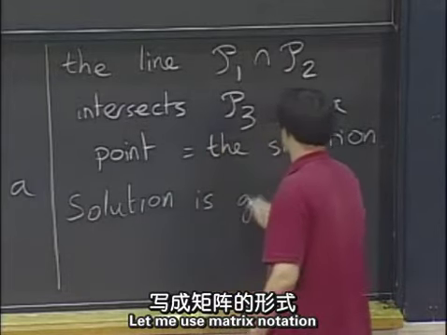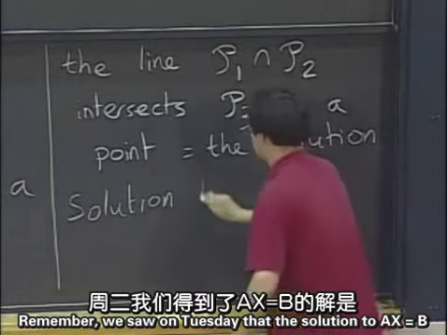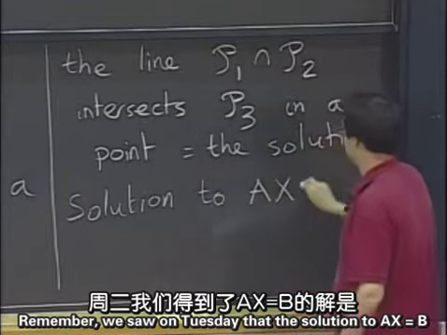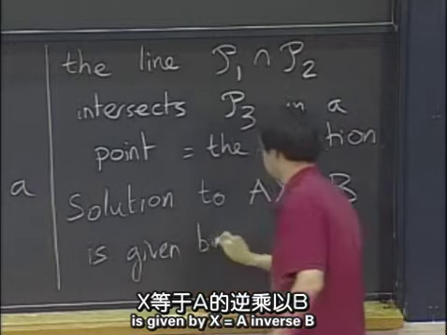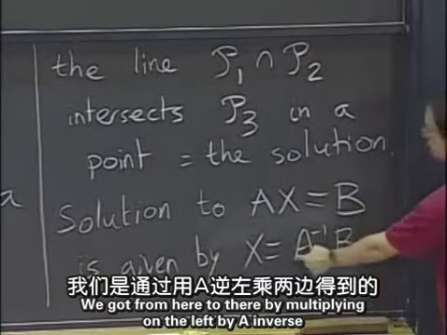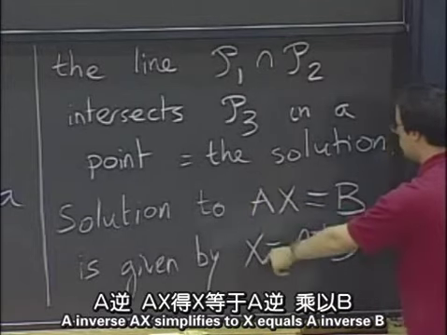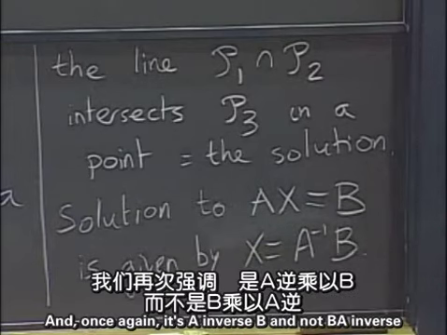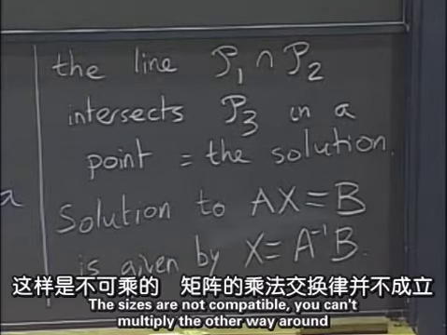The solution is given, sorry, so let me use matrix notation. Remember, we saw on Tuesday that the solution to AX equals B is given by X equals A inverse B. Okay, and we get from here to here by multiplying on the left by A inverse. A inverse AX simplifies to X equals A inverse B. And once again, it's A inverse B and not B A inverse. If you try to set up the multiplication, B A inverse doesn't work. The sizes are not compatible. You can't multiply the other way around.